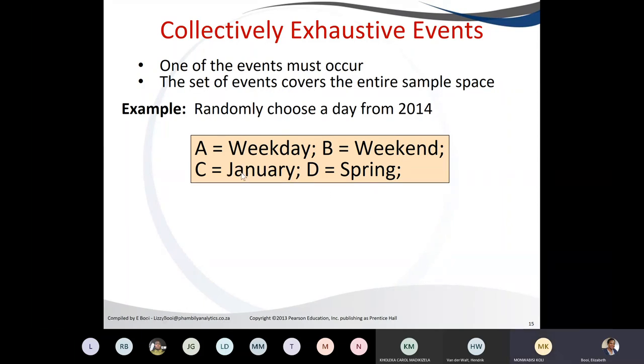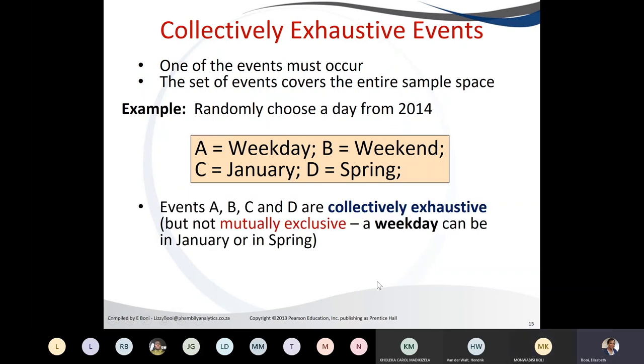And I choose a day in January and a day in spring. If you notice, it does not include February much, but those days are included in a weekday, and those days are included in a weekend for other months. And I'm not including other seasons. I'm only including spring, but I know that there will be days in summer, autumn and winter that are included in a weekend, and they are also included in a weekday. Therefore, events A, B, C and D are collectively exhaustive because they cover all days of the calendar, but they are not mutually exclusive, because a day on a weekend can be a day in January and it can also be a day in spring.